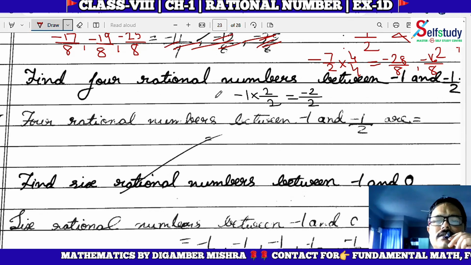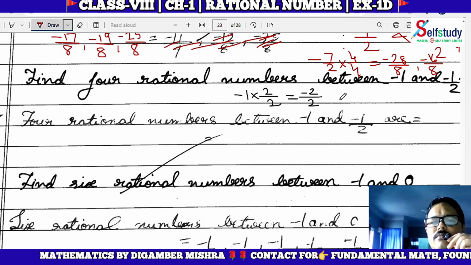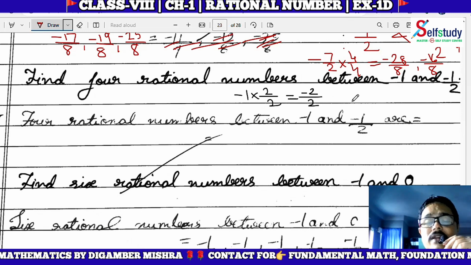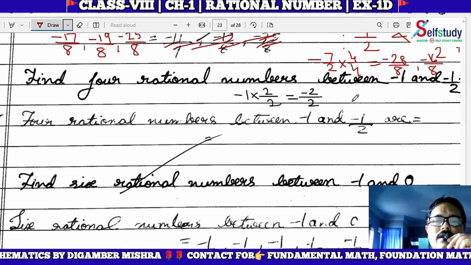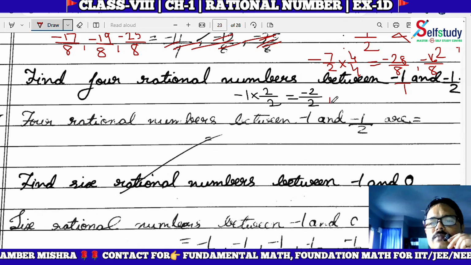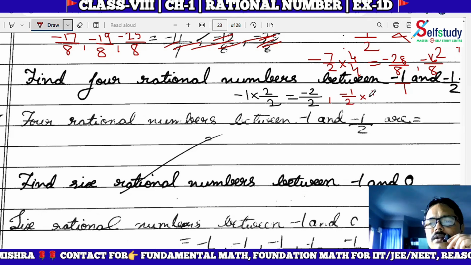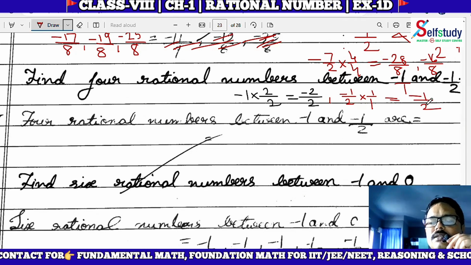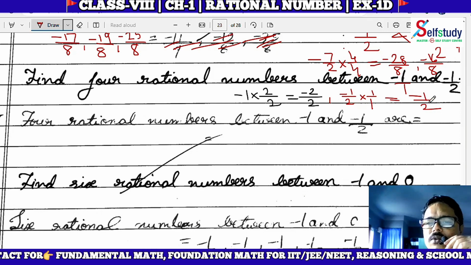Now here, find 4 rational numbers in between -1 and -1/2. So here also we are converting them into such numbers where the denominators are equal. So what is the LCM of 1 and 2? The LCM will be 2. So just to make this number 2, we need to multiply it by 2 upon 2. So minus 2 upon 2, and minus 1 upon 2 will be multiplied by 1 upon 1. So this is minus 1 upon 2, right? So this number is minus 2 by 2, and this rational number is minus 1 upon 2.